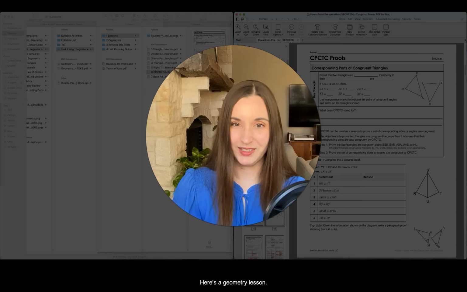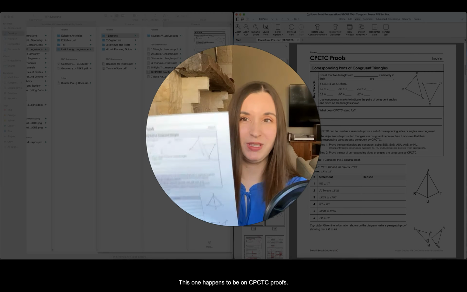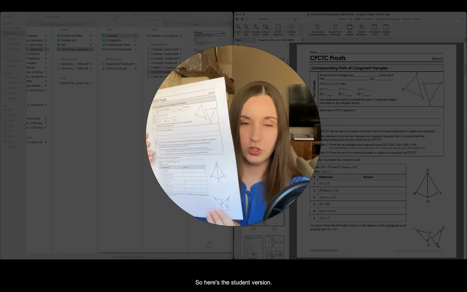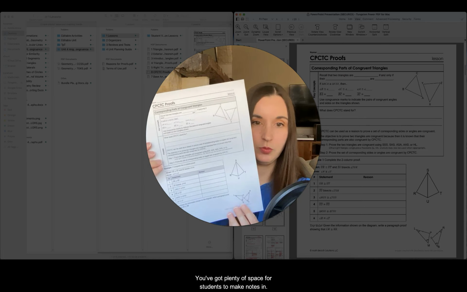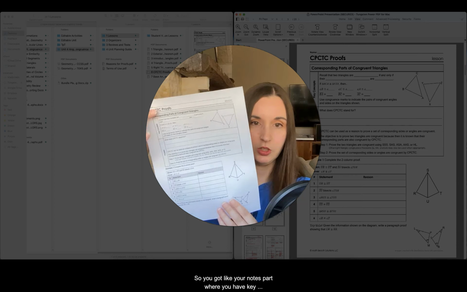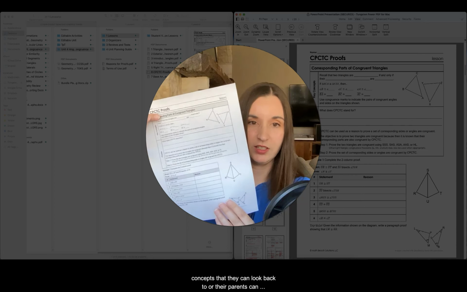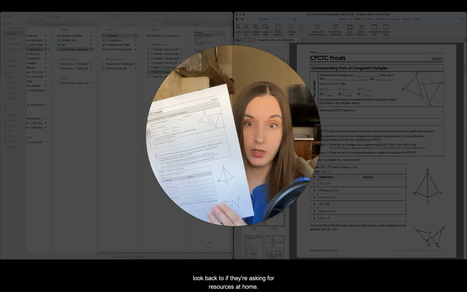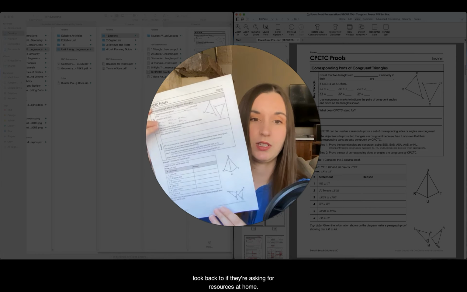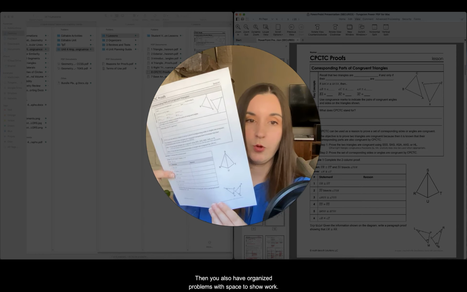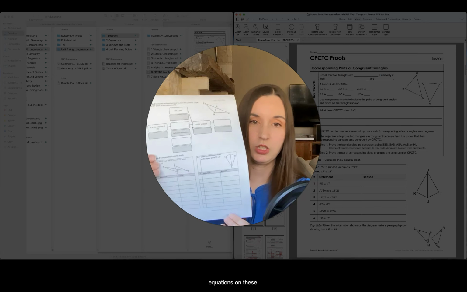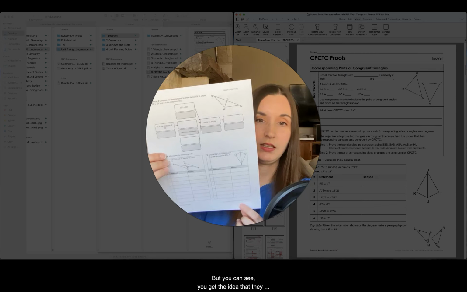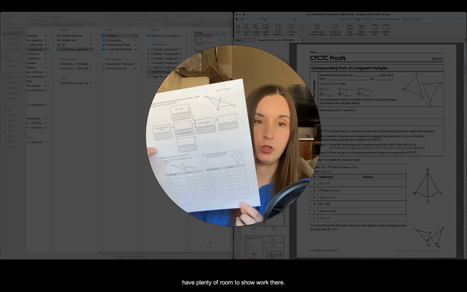Here's a geometry lesson. This one happens to be on CPCTC proofs. So here's the student version. You've got plenty of space for students to make notes in. So you've got your notes part where you have key concepts that they can look back to, or their parents can look back to if they're asking for resources at home. And then you also have organized problems with space to show work. Now these are proofs, so they're not like solving equations, but you can get the idea that they have plenty of room to show work there.